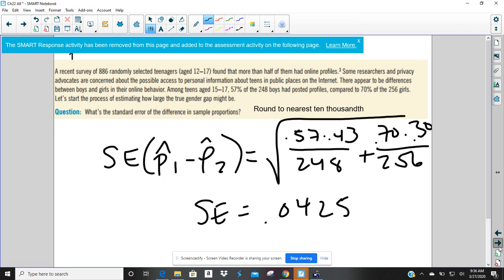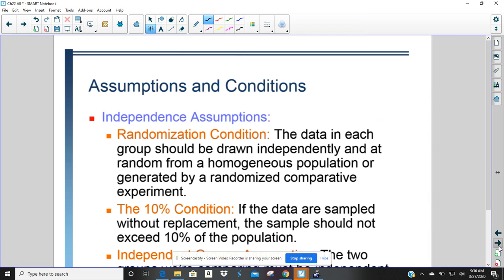Pretty easy, right? So now what we want to be able to do is make sure we have the assumptions and conditions before we can move forward. Many of them are similar, and you can imagine what those are going to be.